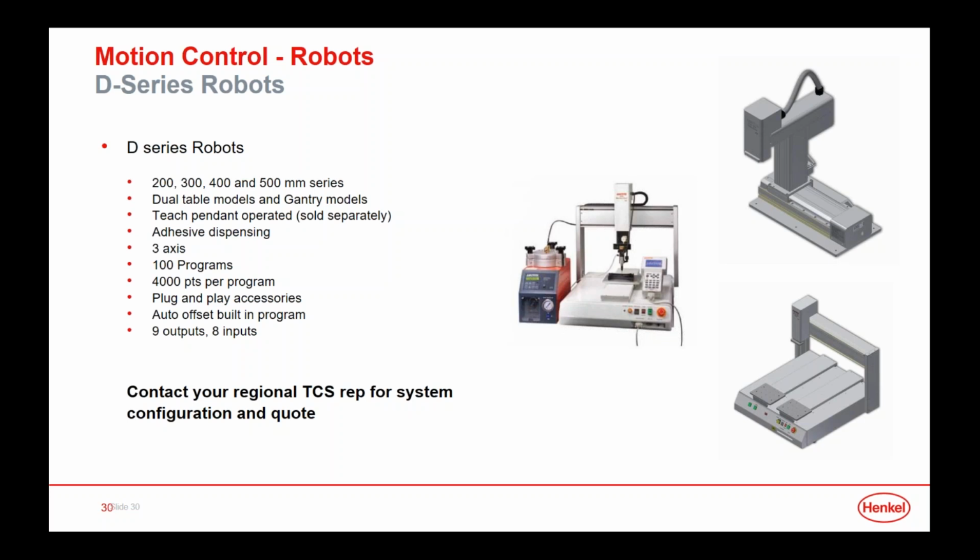So when you're moving out of a manual or stationary dispensing into a robotic solution, the D-Series robot line is our core line, as it provides you the most cost-effective solution to move into an automated process that improves quality, performance, and reduces your scrap.